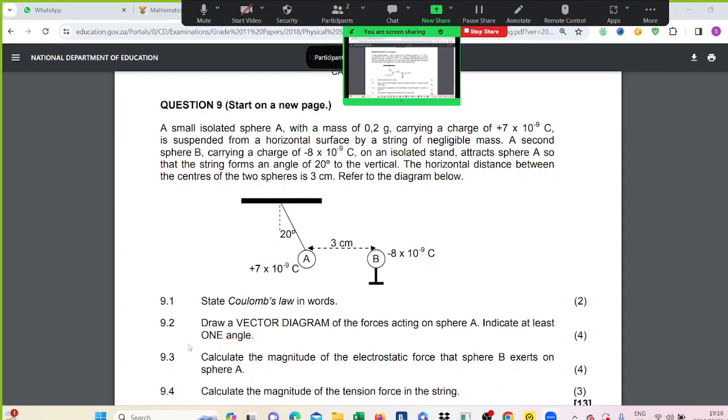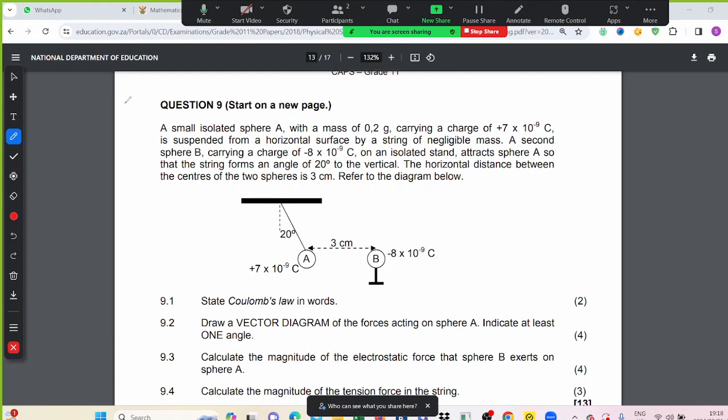Let's start since the Coulomb's law, it's easy, right? You can name it. Let's start by reading the statement. They say the small isolated sphere A with the mass of 0.2 gram, sorry, not kg, carrying a charge of 7 times 10 exponent negative 9 coulomb, which is the same as 7 nanocoulomb, and then it is suspended from a horizontal.